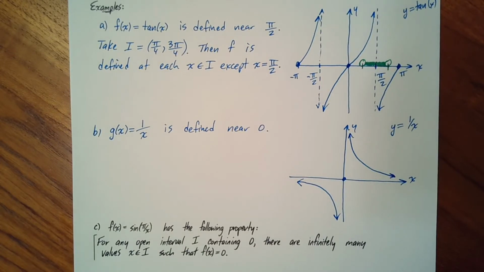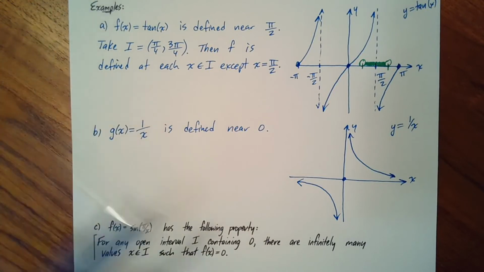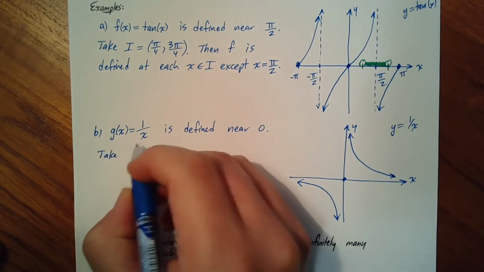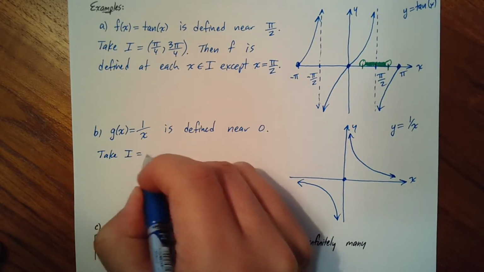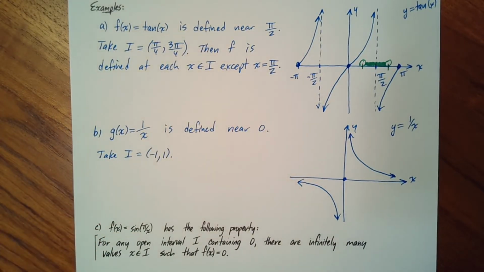So we just need to come up with an interval that contains 0 to satisfy the first property, and then we have to have the property that g is defined at every point in that interval, except possibly 0. So let's take I to be the open interval from -1 to 1. So what would that look like?